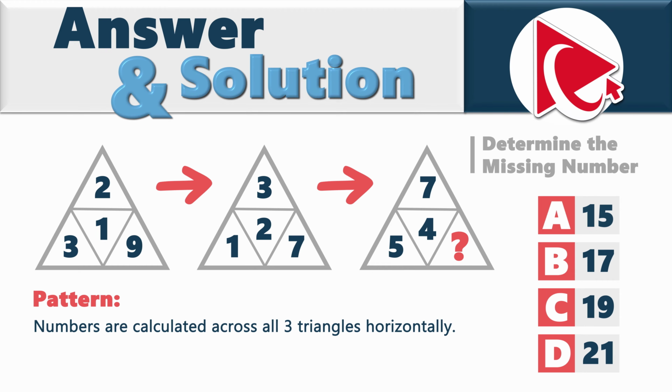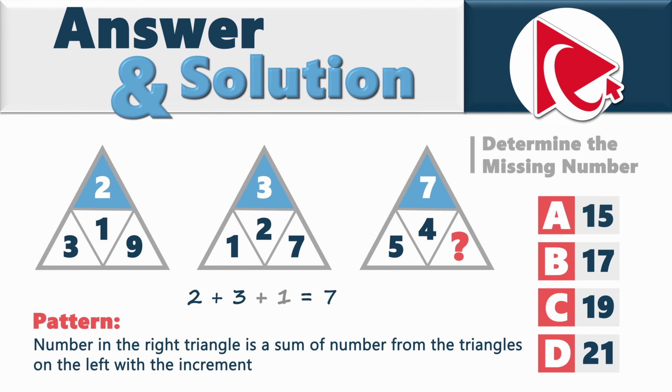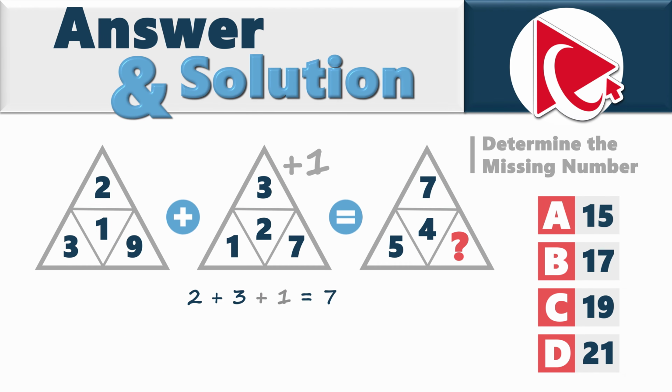On the top of 3 triangles, there are numbers 2, 3, and 7. 2 plus 3 plus 1 equals 7. So the pattern here is that the number in the right triangle is the sum of numbers from the left and the middle triangles with addition of the increment. Let's look at other examples.